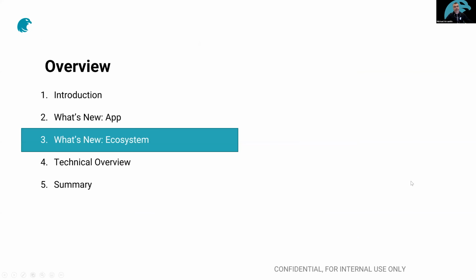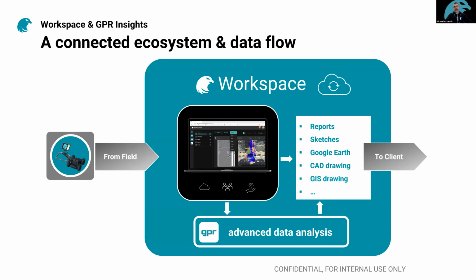Now let's try to describe the ecosystem, because the update by itself is fine, but what happens with the whole ecosystem? How is this being supported by the other things that we are providing to your customer? So right now, the ecosystem can be displayed like that. You have the GS8000 on the field that collects the data.